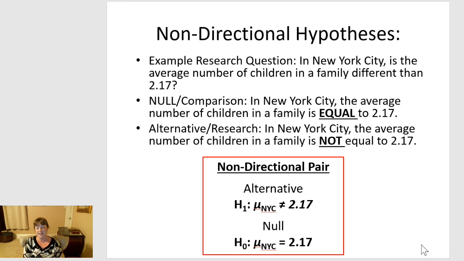And that hypothesis is the comparison, right? It's the comparison hypothesis where you say that the mu in New York City, the average number of children in New York City, is just equal to 2.17. Nothing to see, nothing special about New York. New York is absolutely no different than the rest of the country. And this would be an example of a null and alternative hypothesis pair that are mutually exclusive.